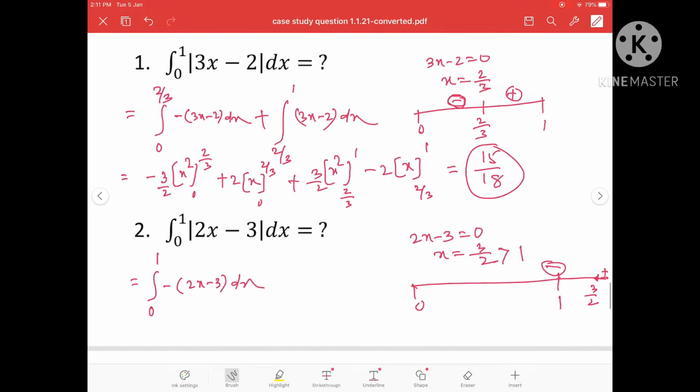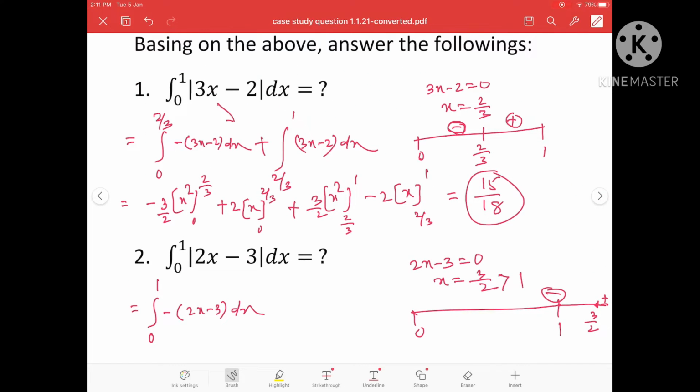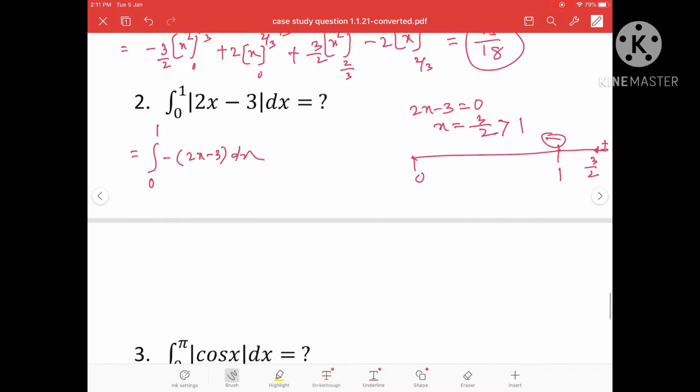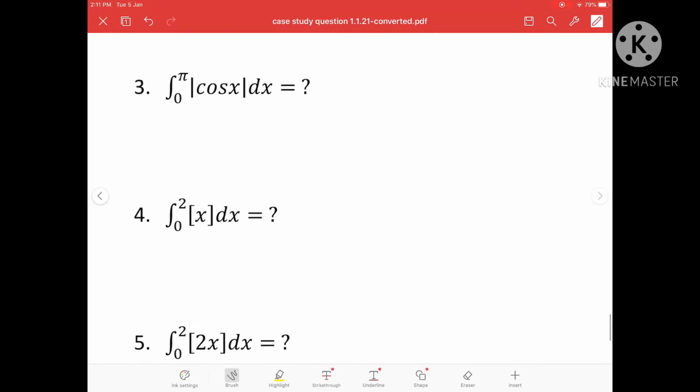See, in the previous question we had two integrations. That integration converted to two different integrations, but here we have only one. It depends on the point where the inside function will be 0. Now just simplify this function. It will be minus 2x square by 2 from 0 to 1 plus 3 integration of dx, which is x, from 0 to 1. If you solve it, you will get 2. Comes to question number 3.